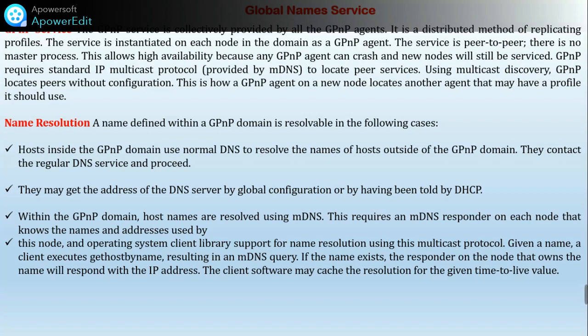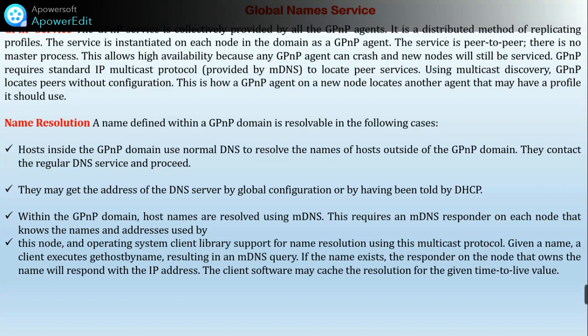Name resolution. A name defined within a GPnP domain is resolvable in the following cases. Hosts inside the GPnP domain use the normal DNS to resolve the name of a host outside of the GPnP domain. They contact the regular DNS service and proceed. They may get the address of the DNS server by global configuration or by having been told by DHCP.